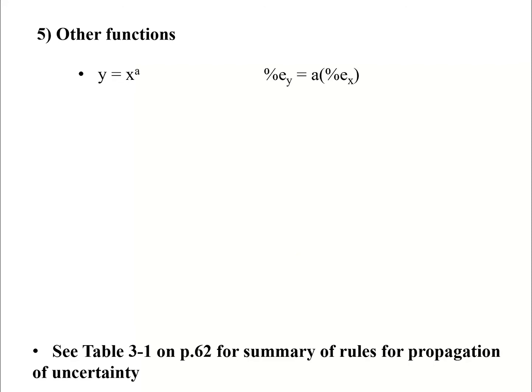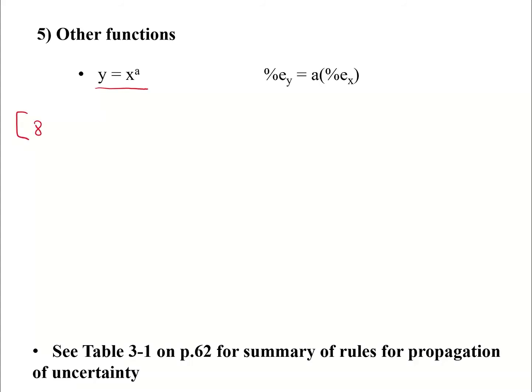For a complete list of functions, take a look at table 3.1 on page 62 of our book. It gives a nice summary of rules for propagation of uncertainty for various functions, and it gives all the formulas for uncertainties. So we'll take a look at one more example, and this is going to be from Sapling Learning Homework, and this is for the function x to the power of a.